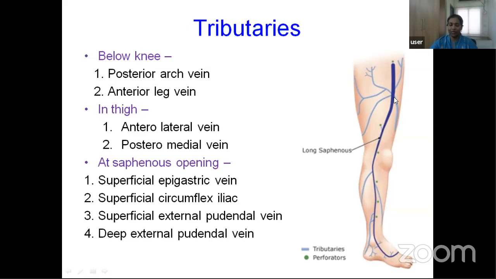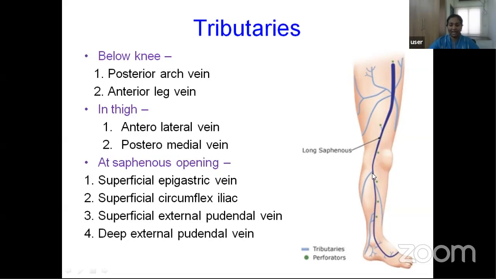In the thigh, we again have two veins forming the tributaries: the anterolateral and the posteromedial. Now, when we come to the saphenous opening, we have four veins which are opening: the superficial epigastric, the superficial circumflex, the superficial external pudendal, and the deep external pudendal. And if you compare, these four are present along with the arteries, that is the superficial branches of the femoral artery. So they will be accompanied with the veins.